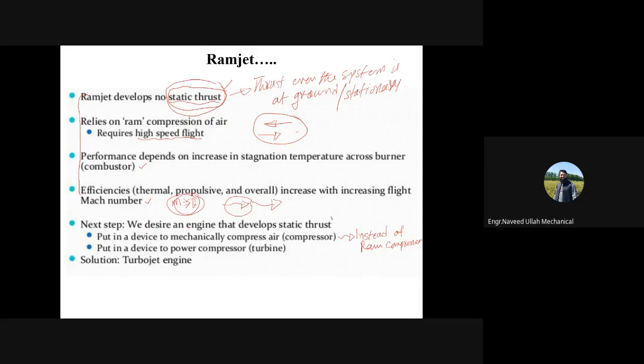तो कोई इस तरह का हमारे पास इंजन हो जो कि स्टैटिक थ्रस्ट भी प्रोड्यूस कर सकते हैं. मीन it is grounded but it is producing thrust, it doesn't require a booster, simply speaking. ठीक है, एक ये चीज, put in a device. अच्छा, तो इसके लिए हम क्या करते हैं कि भाई स्टैटिक थ्रस्ट के लिए हम क्या करेंगे. ठीक है, उसके लिए हमने क्या करना होगा, put in a device to mechanically compress air. रैम एयर कंप्रेशन नहीं, instead of ram air compression we need a mechanical compression of the air.